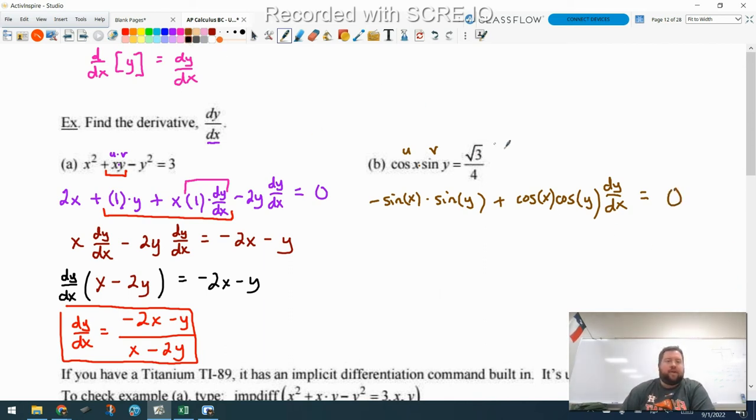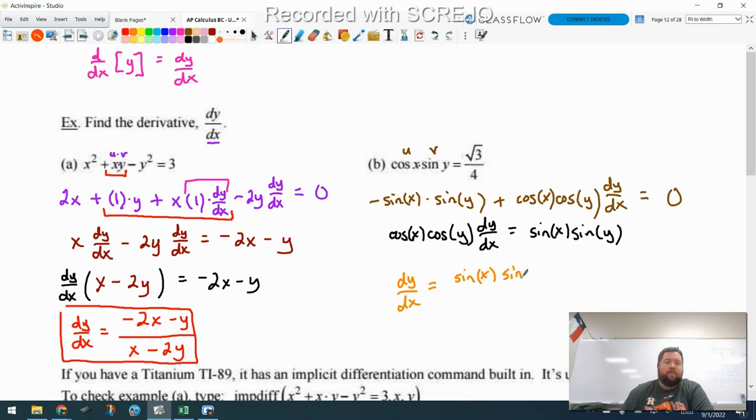All right, trying to get dy over dx by itself. So I'm going to move this term. Okay, remember they're attached to each other with the multiply sign. So I'm going to add those over there. So cosine x, cosine y, dy over dx is equal to positive sine x sine y. And then I divide, and I have my answer. Dy over dx is equal to sine x sine y divided by cosine x cosine y.